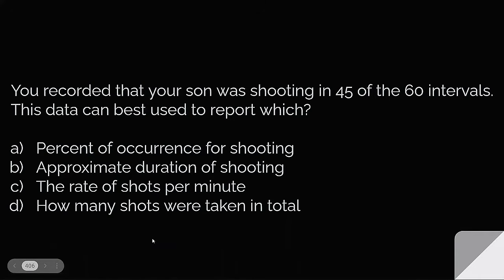Looks like they are fond of A for this one. Really? Yes. So surprising. No, you guys are amazing. You're on it. The rate of shots per minute. I'm just looking all these over. So let's go from D all the way up to A this time.